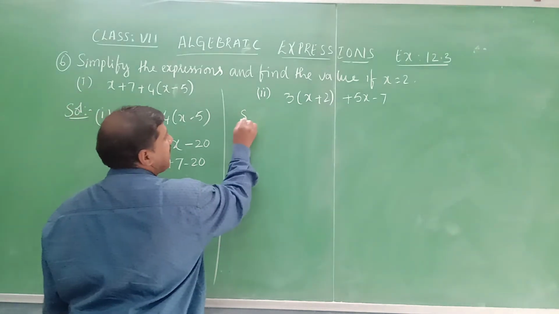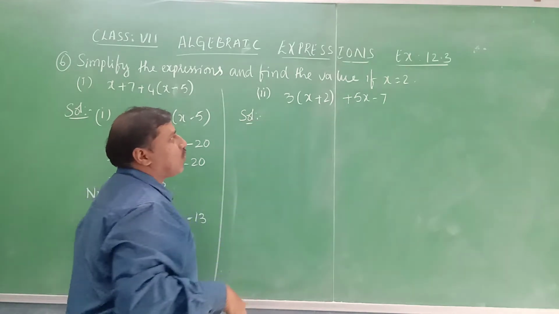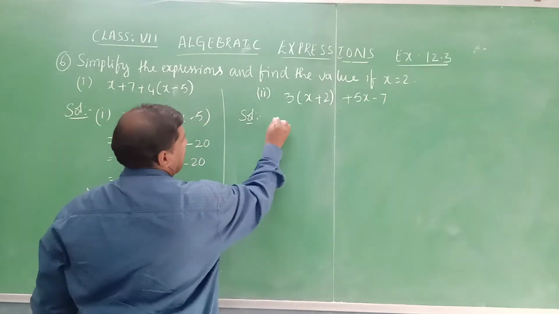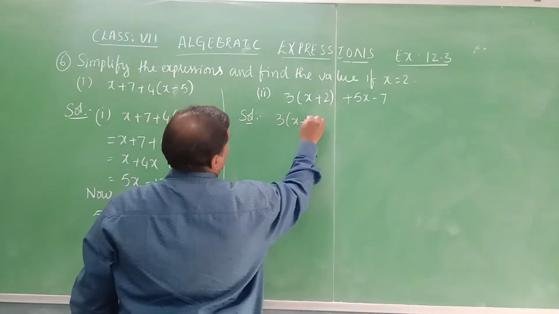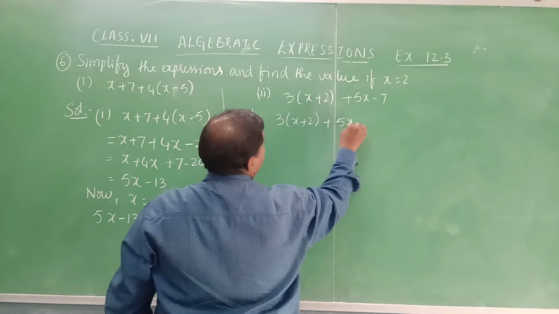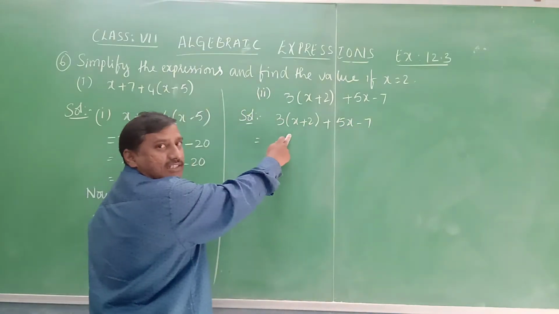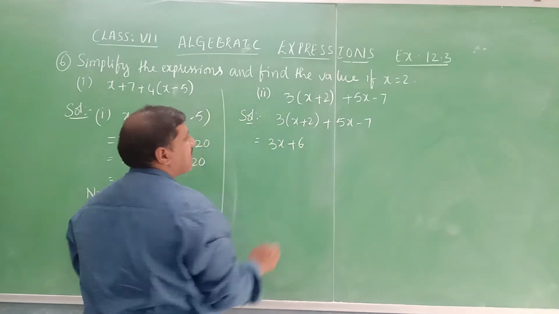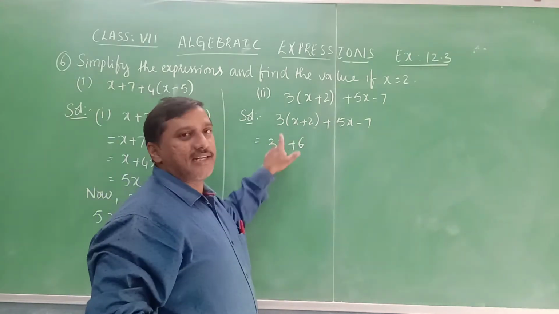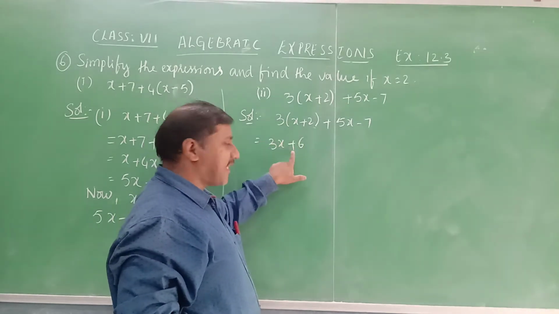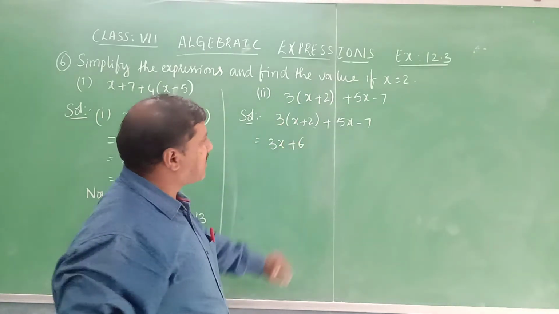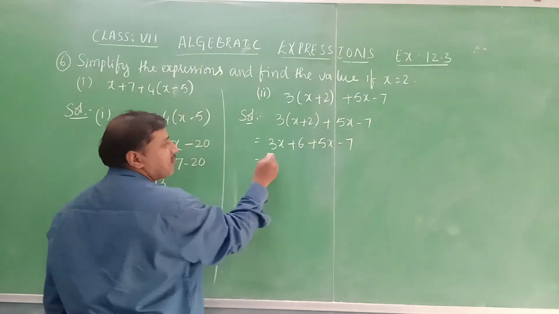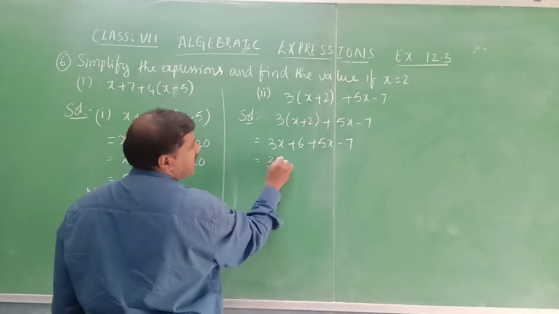Now see the second bit. Here we have 3 into whole x plus 2 plus 5x minus 7. Multiply with 3. 3 into x is 3x, plus into plus is plus, 3 into 2 is 6. Plus 5x minus 7. Now bring the like terms, that is, regroup the terms.